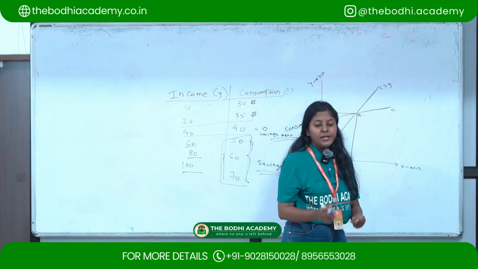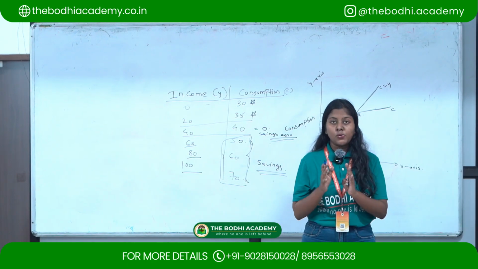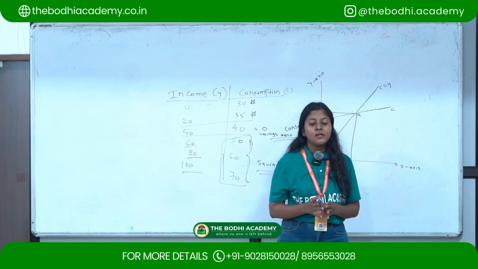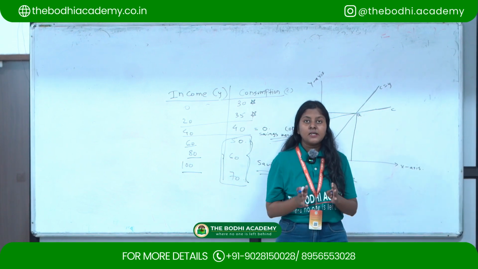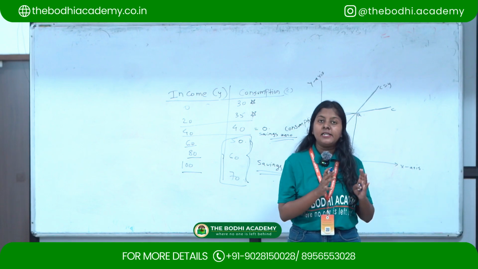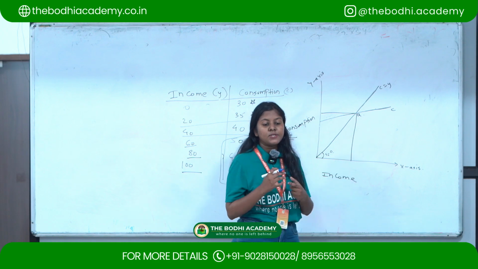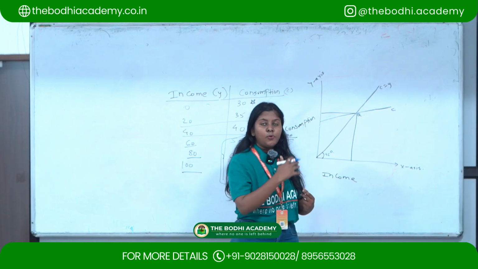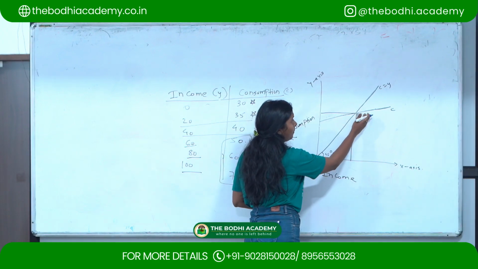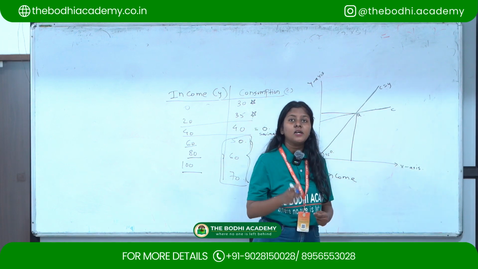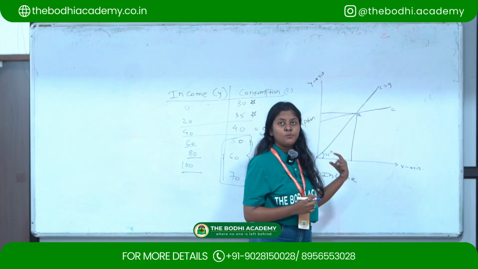At point Q, income is equal to consumption, and as the income goes on increasing, consumption also increases, but at a diminishing rate. Below point Q, consumption is more than income, and above point Q, income is more than consumption. This is what the consumption function is.